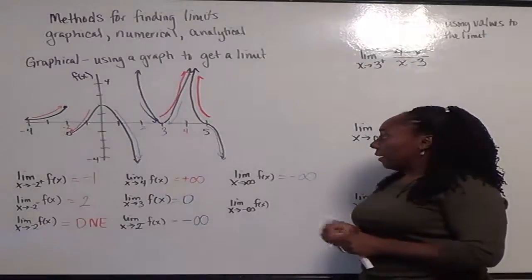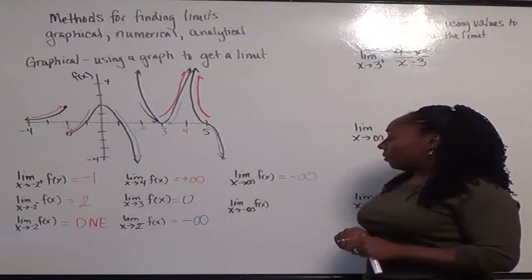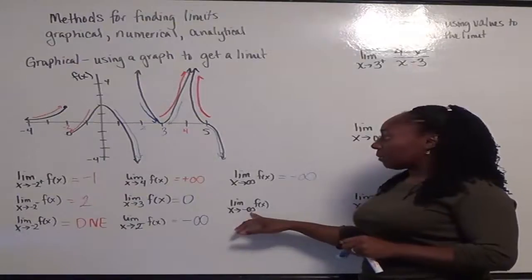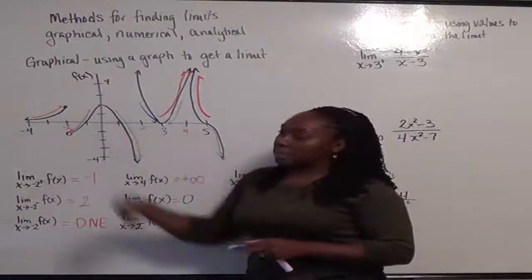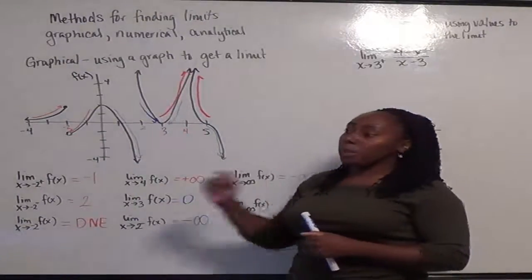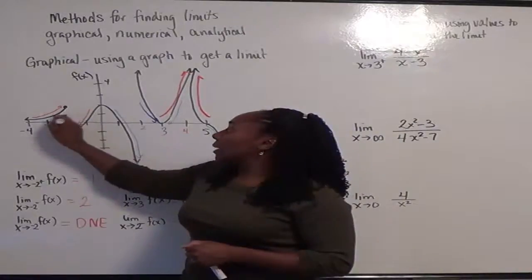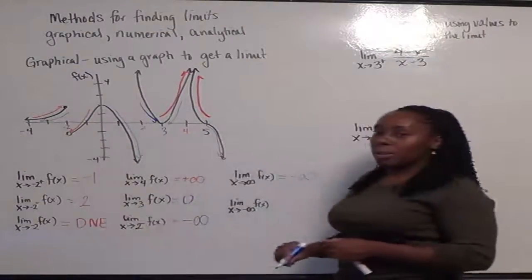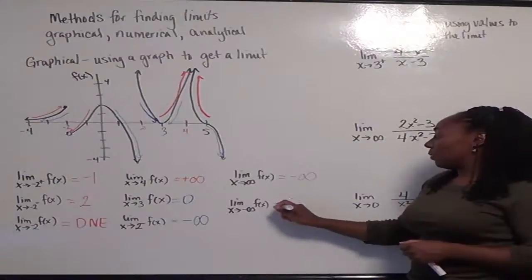Likewise, if I look at the limit as x goes to -infinity, on the graph, as my x values start at -4 and become more and more negative, I can see that the values are getting closer and closer to 0.